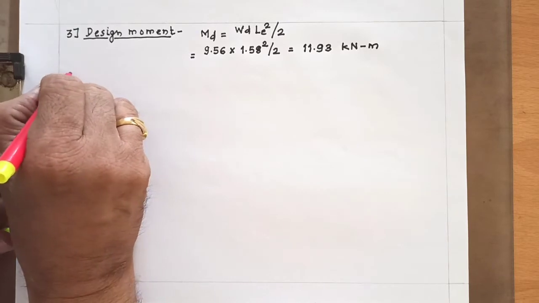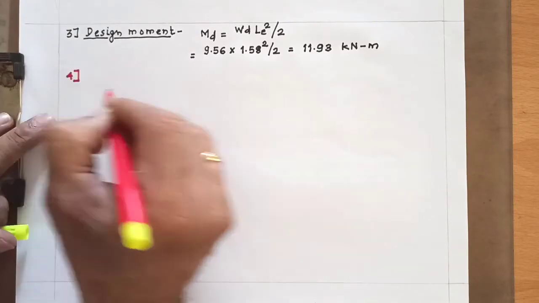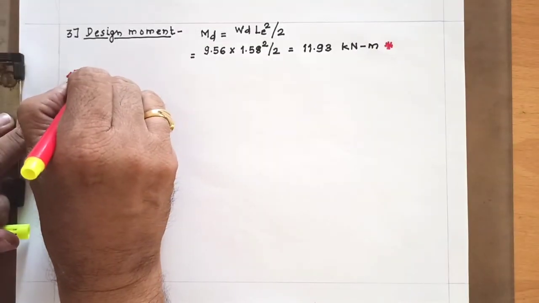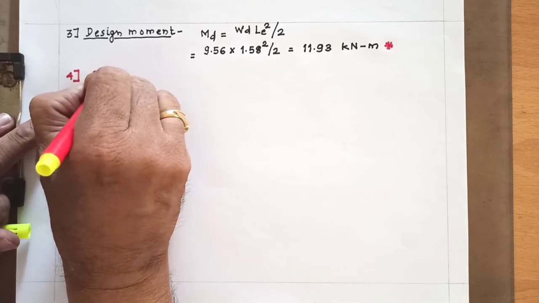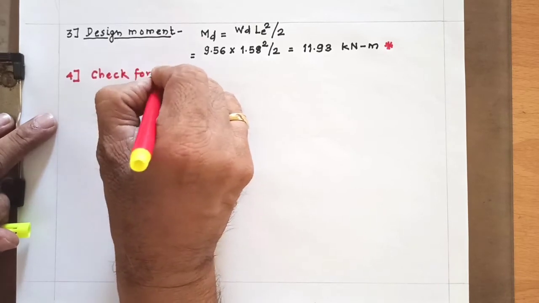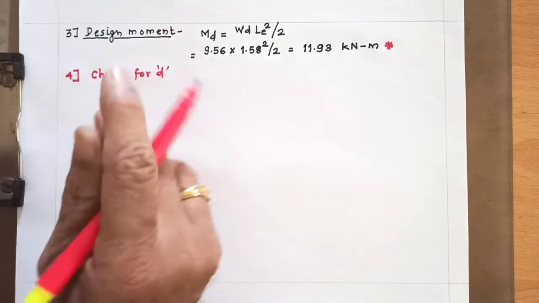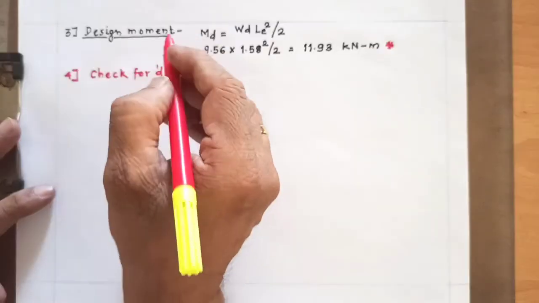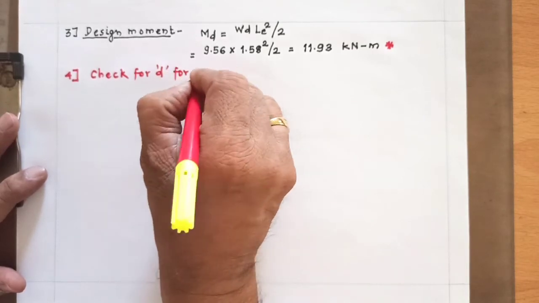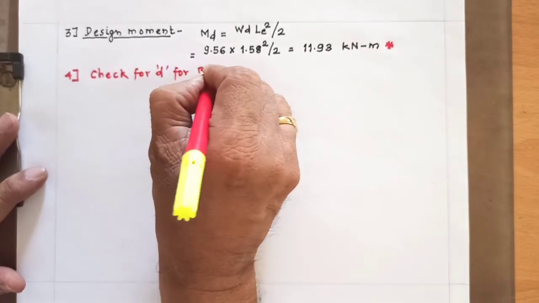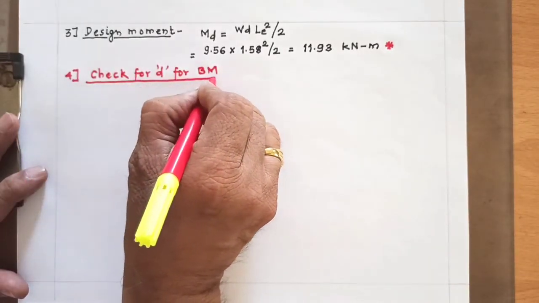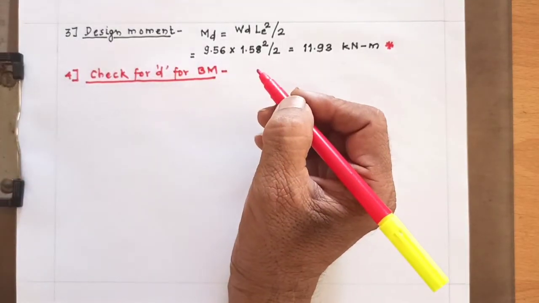Step number 4. What is step number 4? Check for D for BM. Check for effective depth D for BM, means whether this depth is sufficient to resist BM or not. Now while checking for D for BM, we have to equate MD with MU limb.